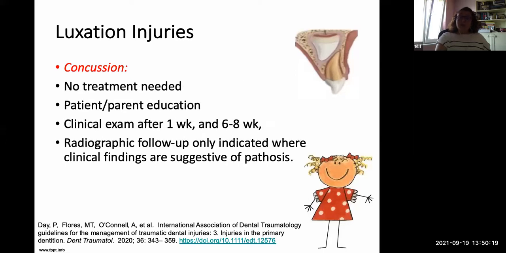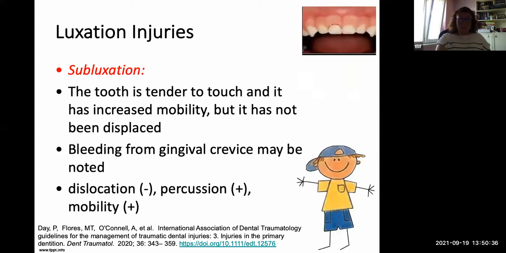So there is no treatment needed, but of course, patient or parent education is important. Clinical examination to 8 weeks for follow-up is important. Radiographic follow-up is only needed if we are suspicious of any pathosis.